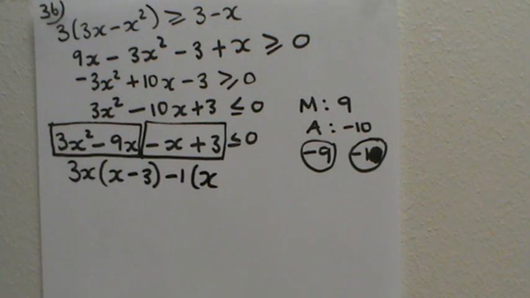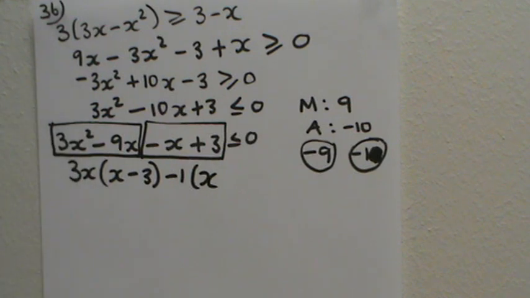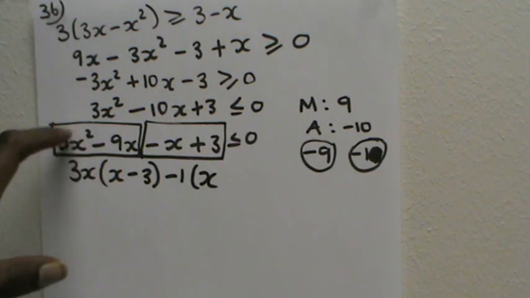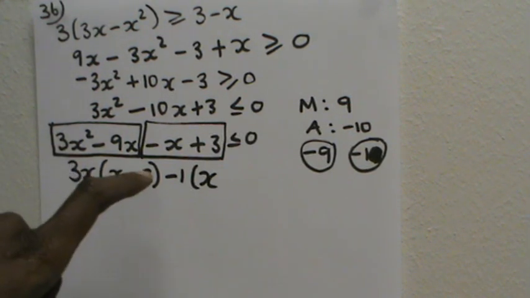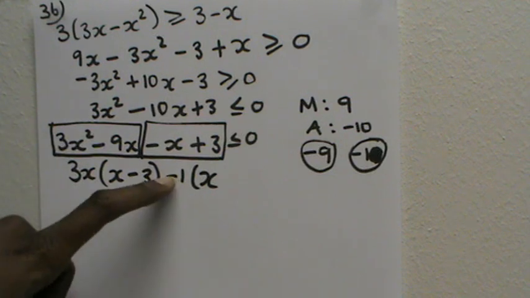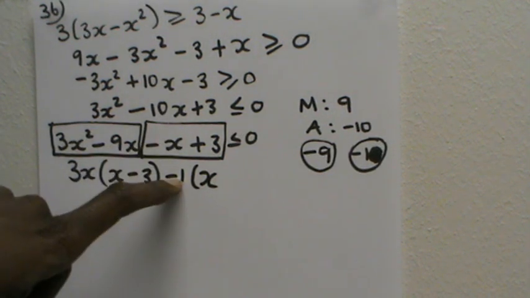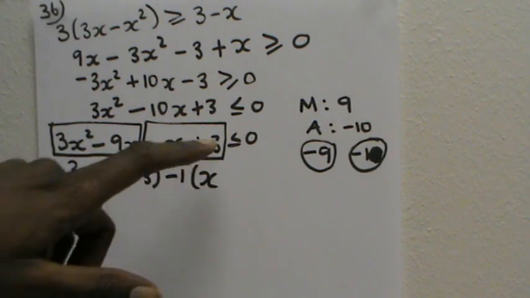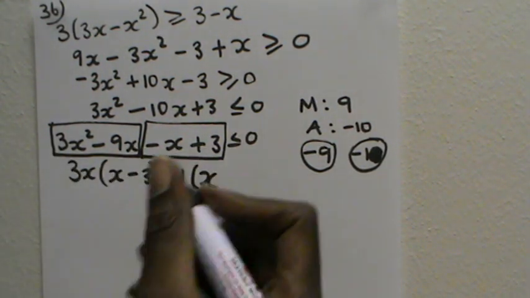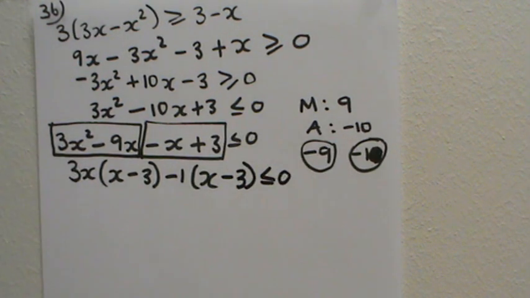And you should always check that what you're doing is correct, because if I multiply these two, they should give me that. I have 3x times x is 3x squared. 3x times minus 3, this is minus 9. So I know I've factorized that out correctly. And then minus 1 times x, this is minus x, and then minus 1, so I say 3 divided by minus 1, this is minus 3, and this should be less than or equal to 0.